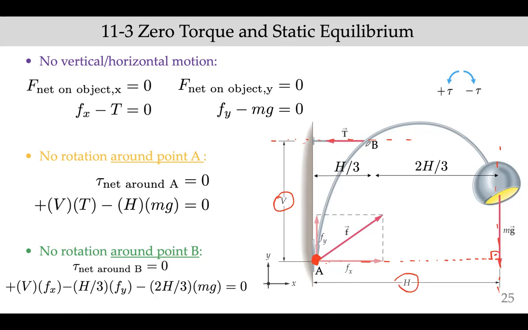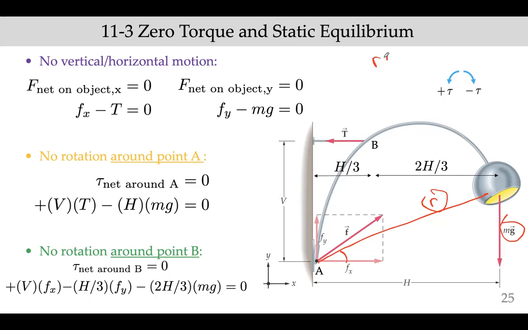I did not know this r and the angle between r and mg, so I have not used r times F times sine theta, because I don't really know the angle. So instead I use the perpendicular distance times force. So I use this one.